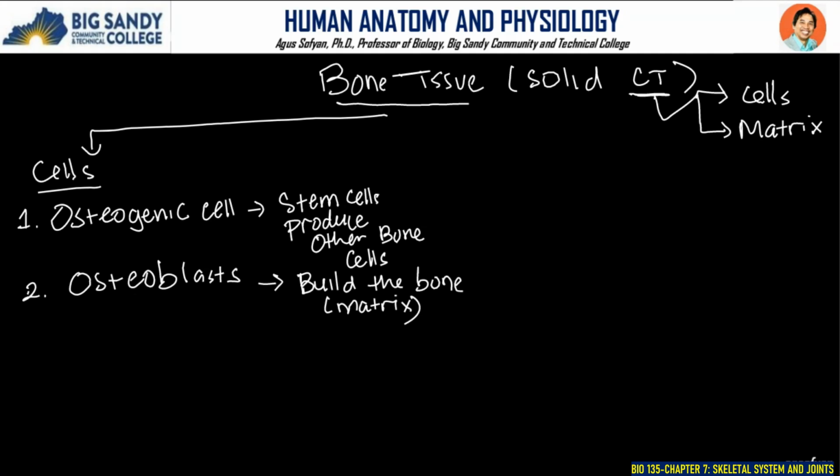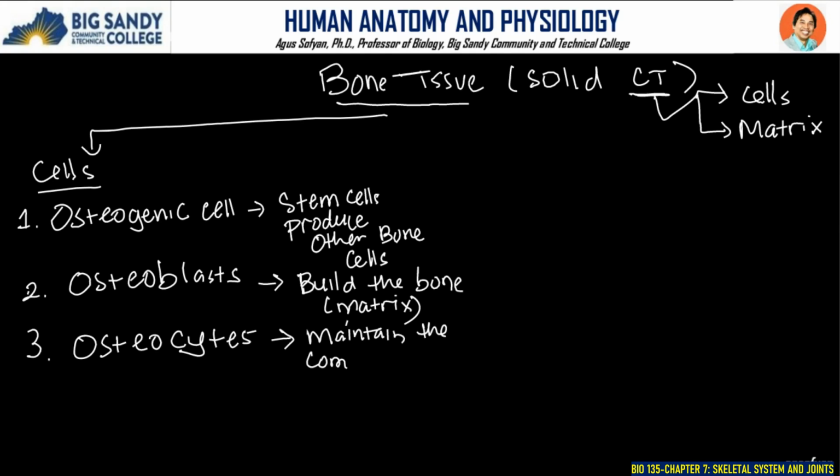And then the third one, okay, when the osteoblast getting older, then it's changed into cell called the osteocyte. Okay. So this is the bone cell that maintain the compact bone. Okay, so maintains our bones.